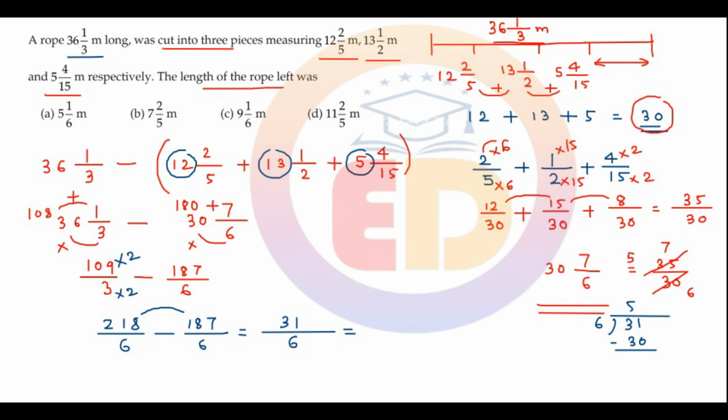Subtracting it is 1. Answer is 5 whole 1 upon 6, which is option number A. The question was slightly lengthy, but you should prepare yourself for such kind of questions in the exam.